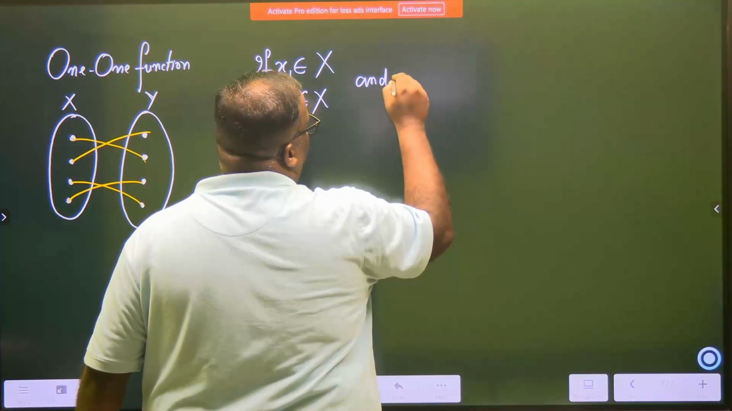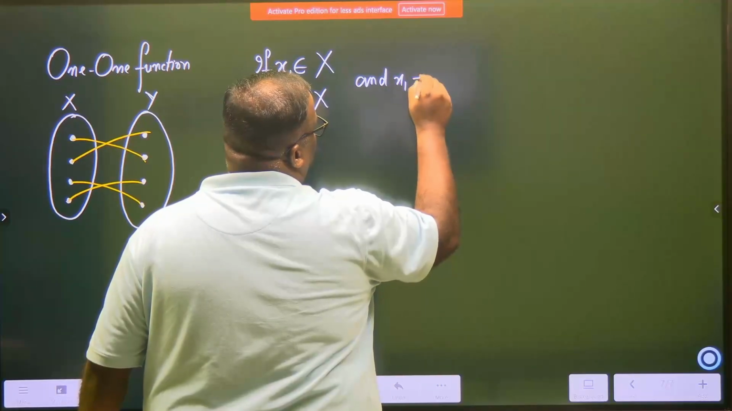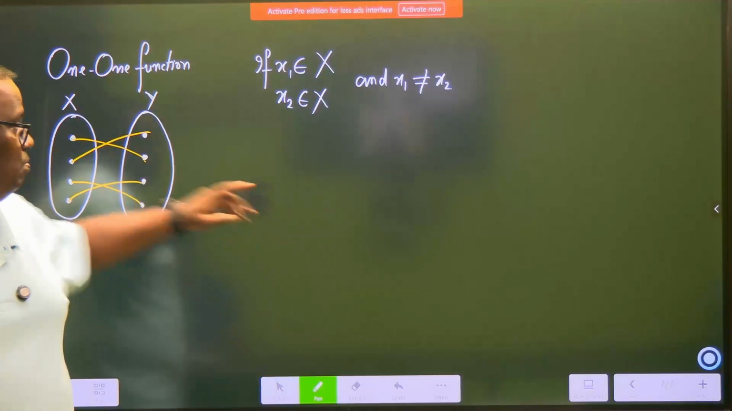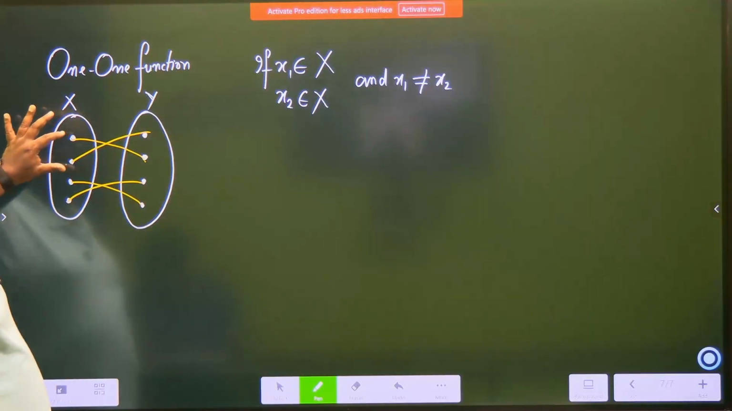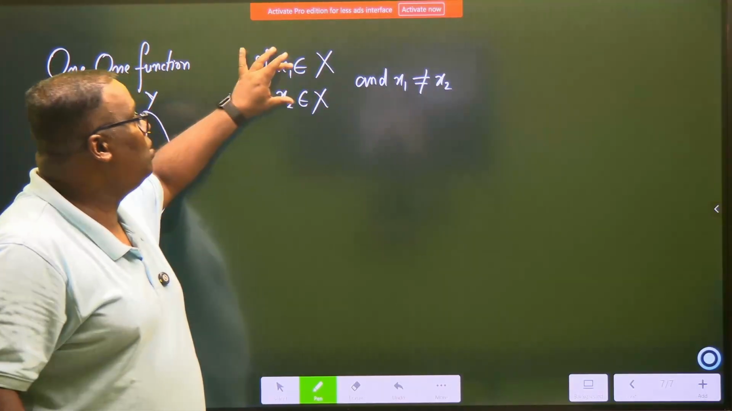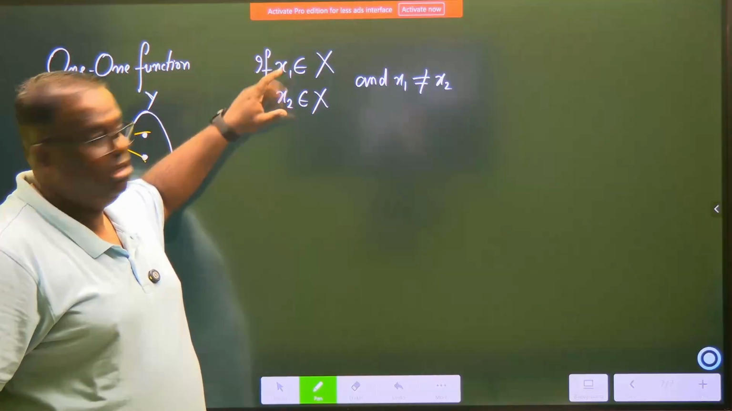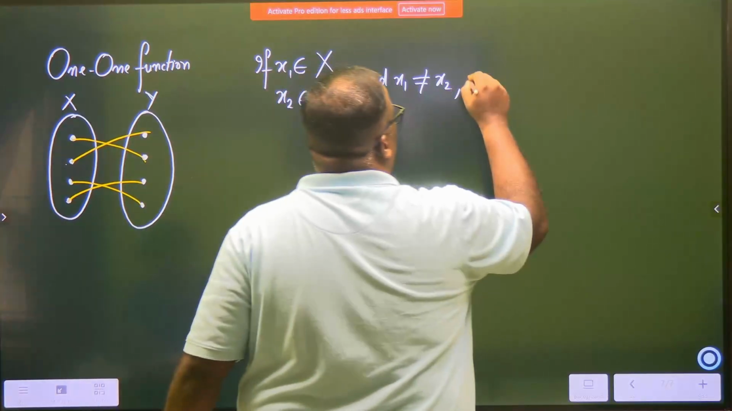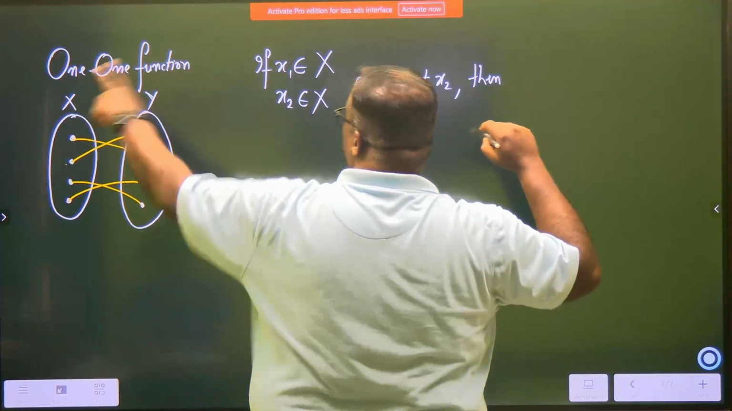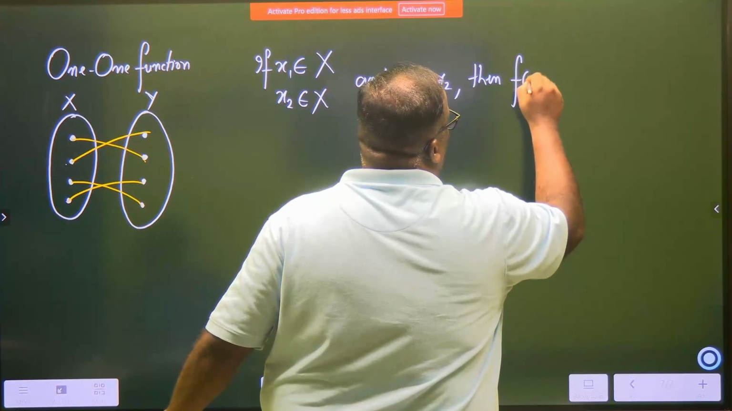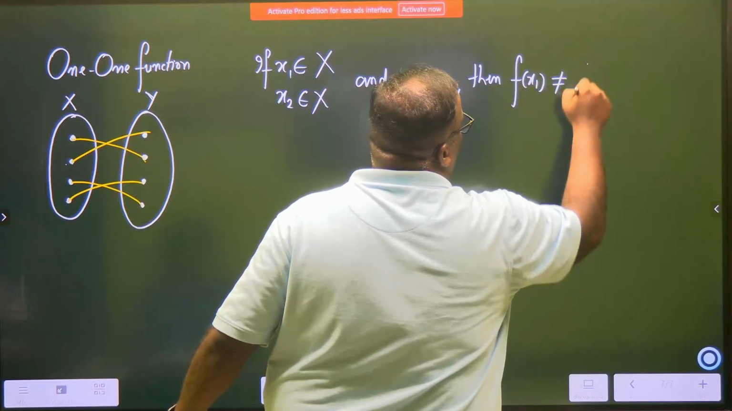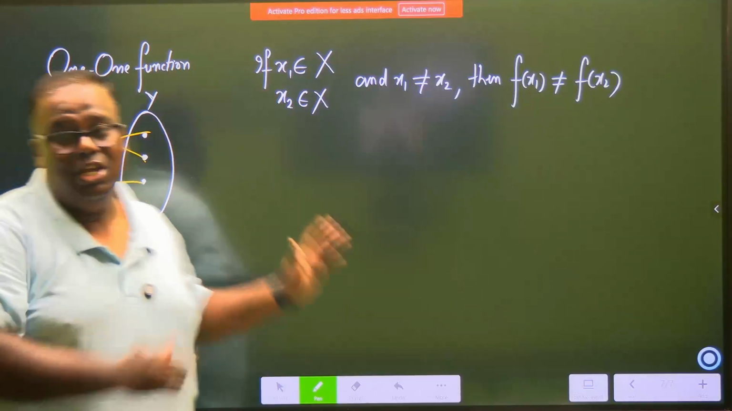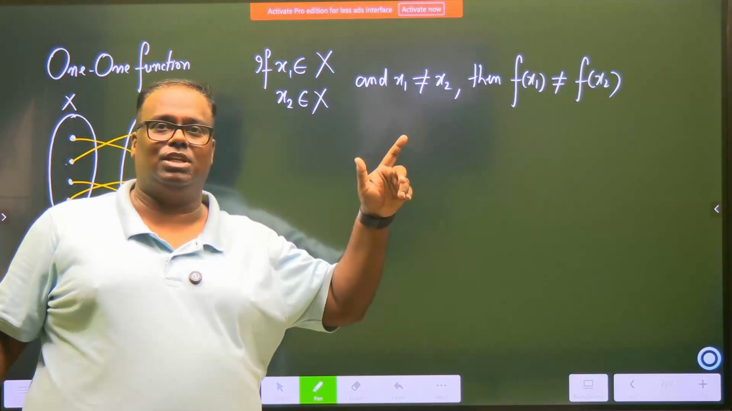and x1 is not equal to x2, what do I mean by this? That these two are distinct species. If this is dog, this is cat, then for it to be a 1-1 function, your f(x1) also cannot be equal to f(x2). Now you need not satisfy function, it is already a function.